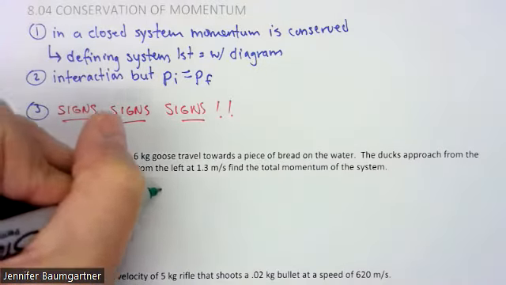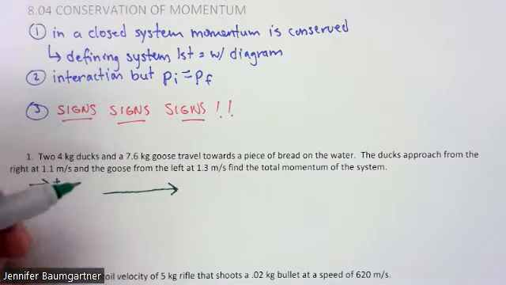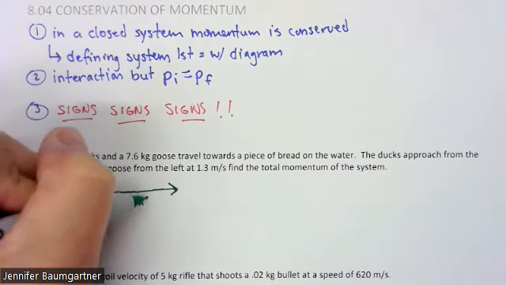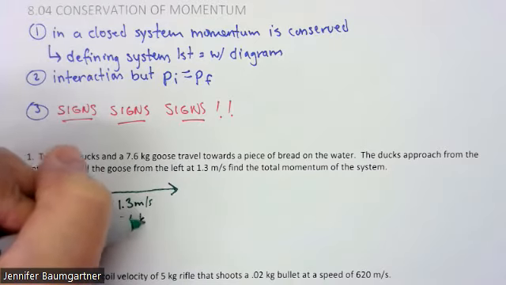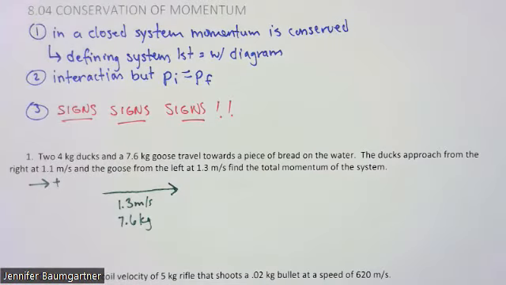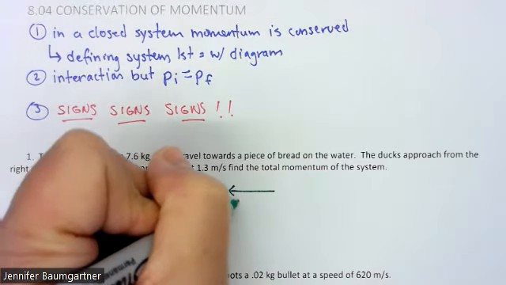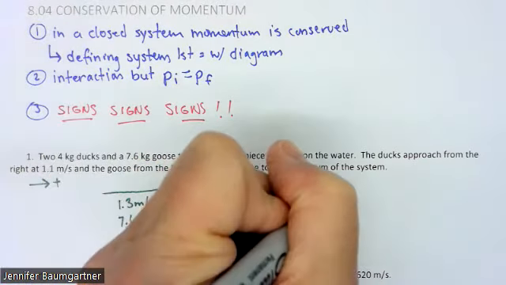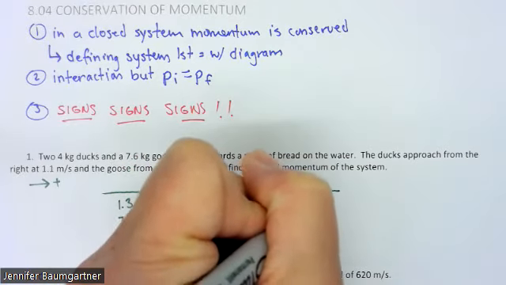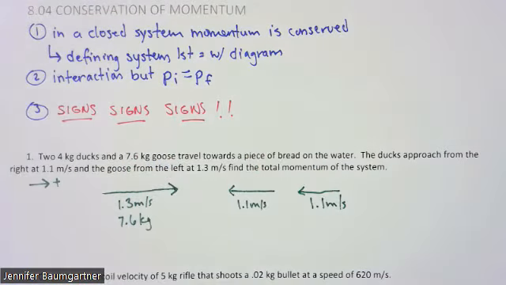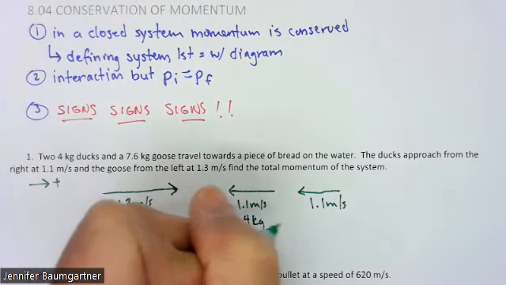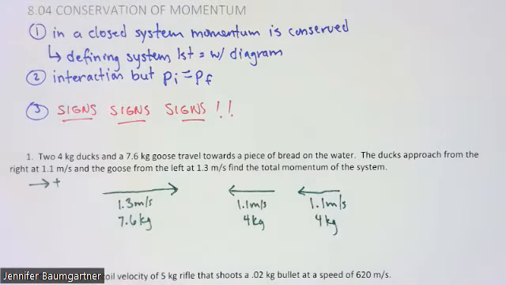So here we go. I'm going to draw a bigger vector because this is going to be 1.3 meters per second, and we have a 7.6-kilogram goose. And then over here, I'm going to have two 4-kilogram ducks, and they're each going to have a velocity, and I'm going to make this a little shorter, of 1.1 meters per second. And they weigh 4 kilograms. Why don't you pause the video and see if you can work this out without the answer?